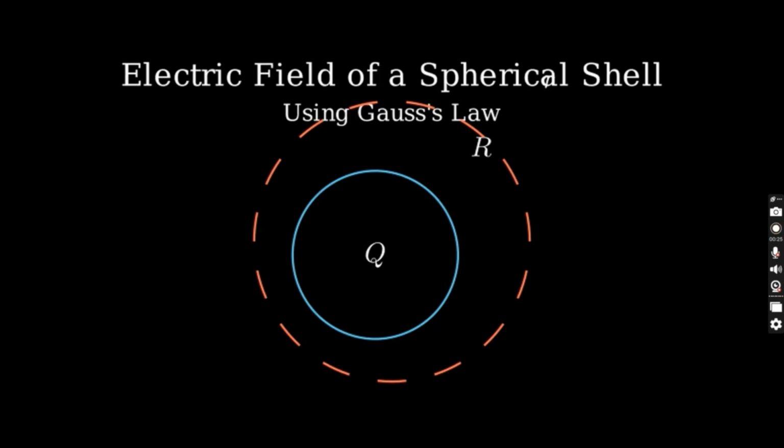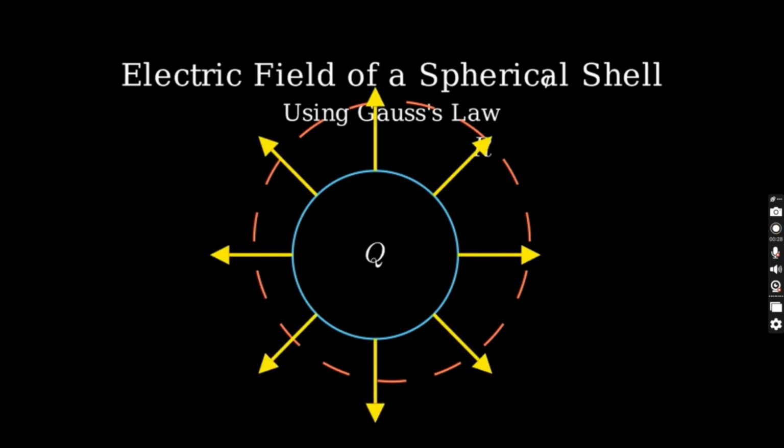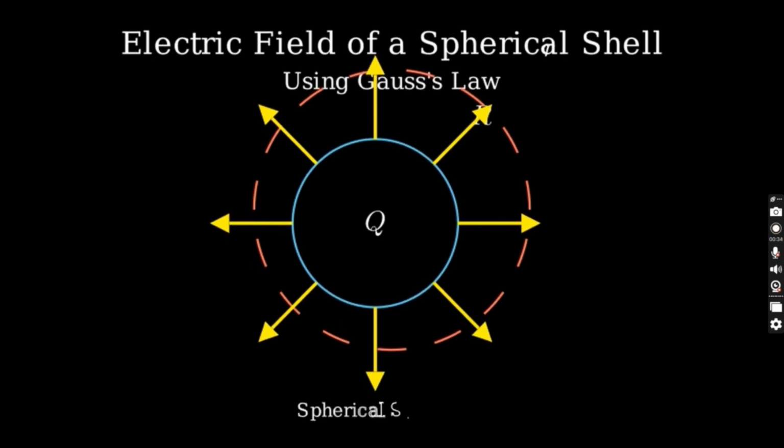Due to the uniform distribution of charge, the electric field lines are radially outward and have the same magnitude at all points on our Gaussian surface. This symmetry is crucial for applying Gauss's law. Now, let's apply Gauss's law.